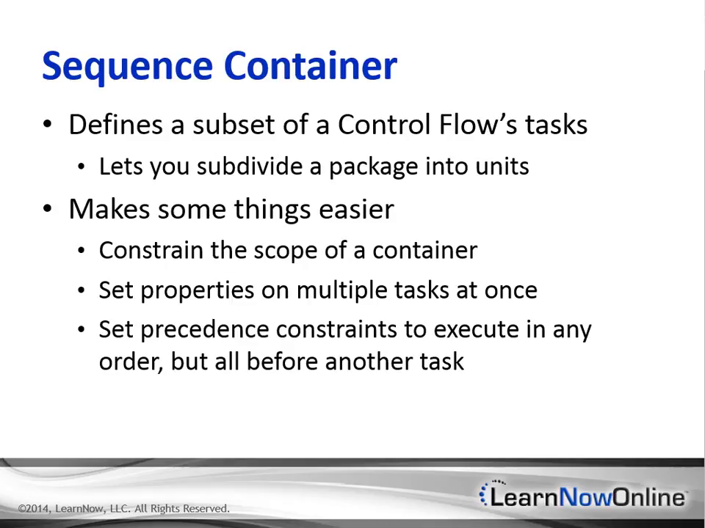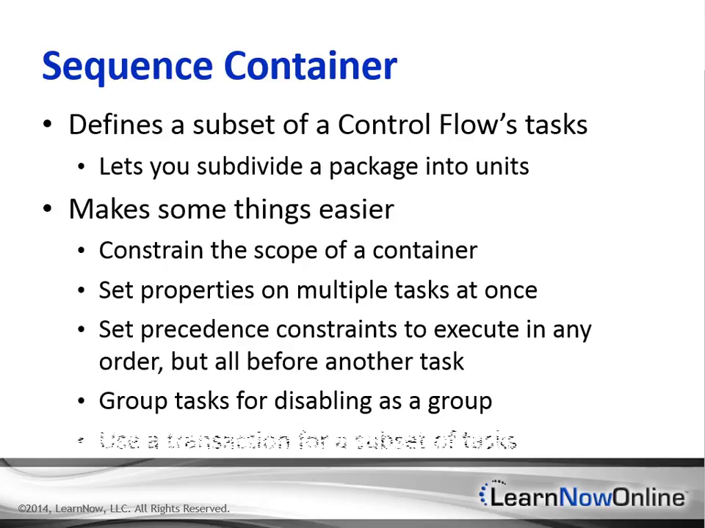And then you can also group tasks so that you can disable the entire group, either for testing during package development or when a group of tasks is no longer needed in a complex package. Things change. Sometimes a set of tasks no longer applies, but you're not really ready to delete them, or maybe it's just too much work to delete them and reset all the precedence constraints. Well, you can use a sequence container to disable all of those tasks so they don't execute. And then you can also use a transaction for a set of tasks rather than across all tasks in a package.